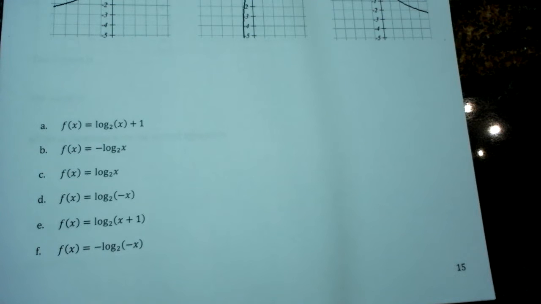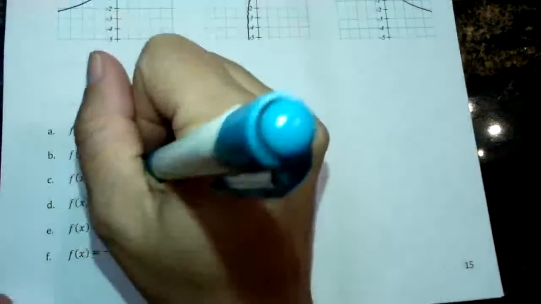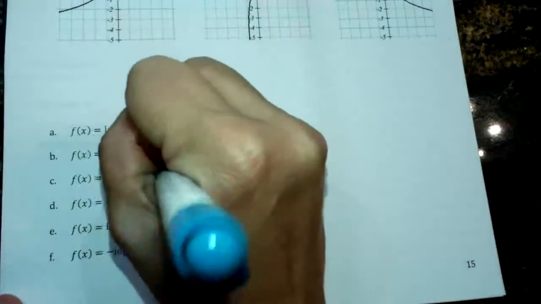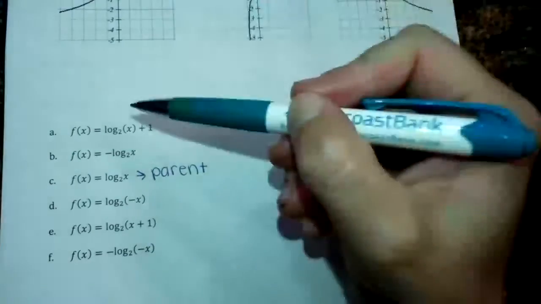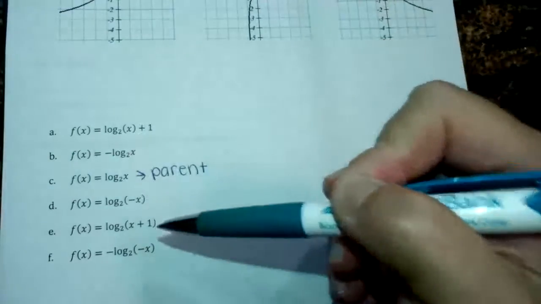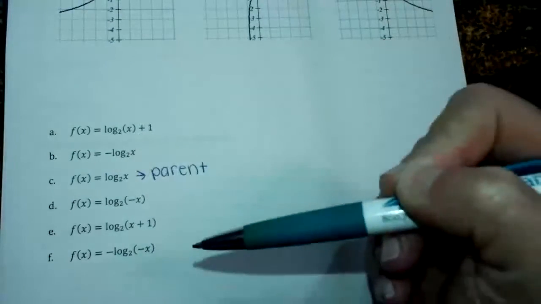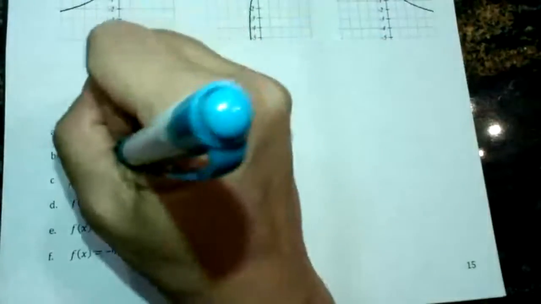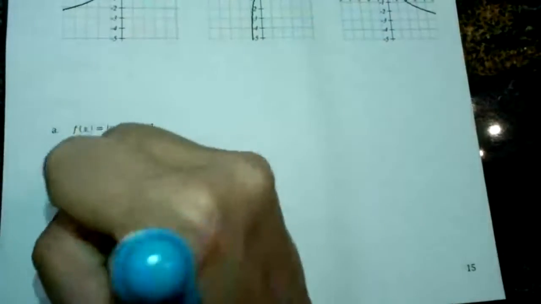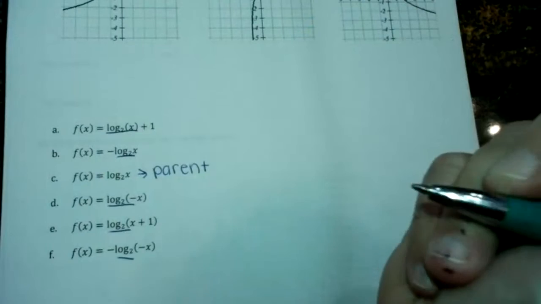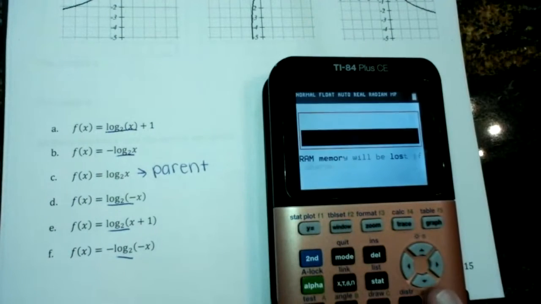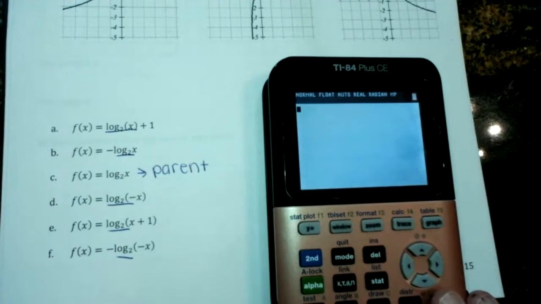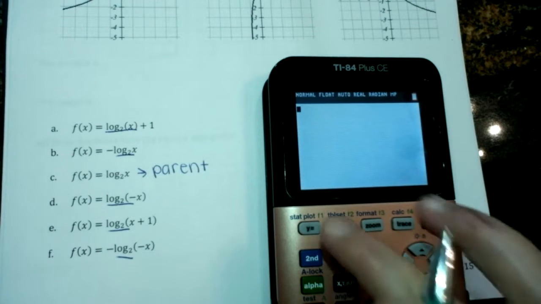So if you notice here, C is going to be our parent function, log base 2 of x. All of the other ones have a transformation that's happening to log base 2 of x. They all have log base 2 of x. All right, so let's start there. Just like exponentials, logs, it doesn't matter, they're going to have the same shape. It doesn't matter the base, just like we talked about in 5.1 exponentials.